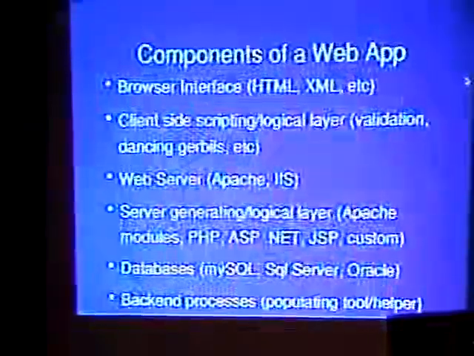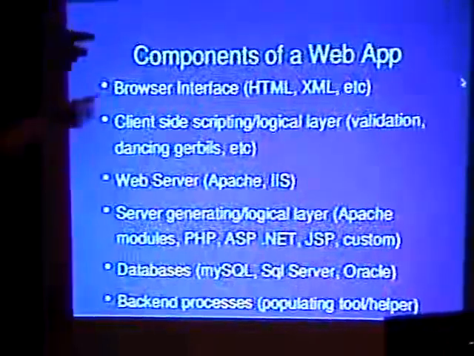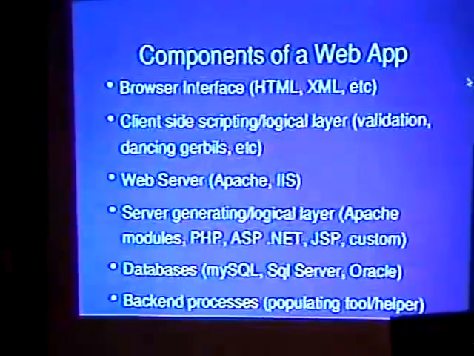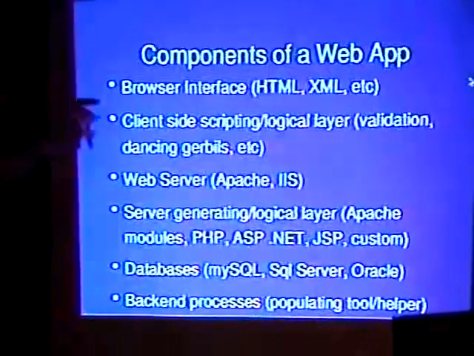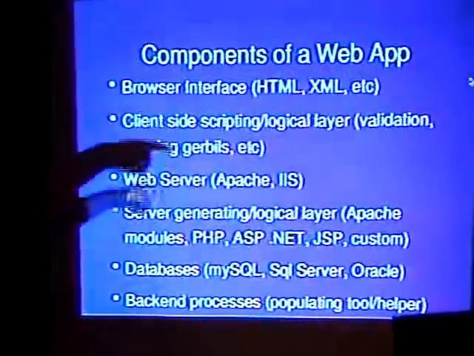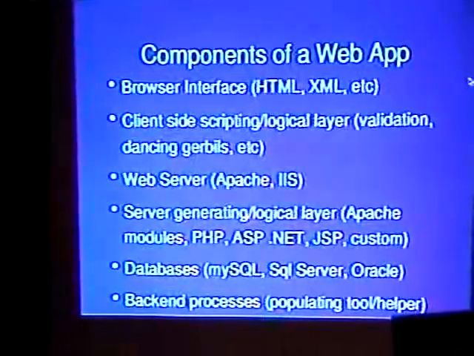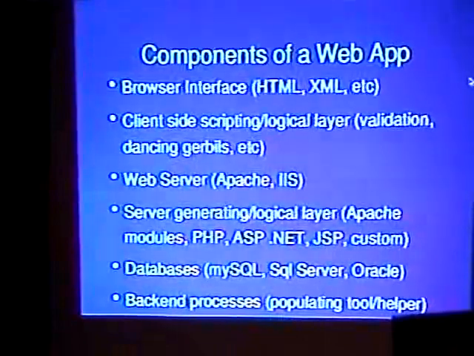So the components of a web app, I already started to talk about them. You've got some type of browser interface, which is rendering HTML, XML, HTML plus cascading style sheets, other fun stuff. You have some type of client-side scripting or logical layer. You're filling out your form, you click submit, but JavaScript hops in the way and says this isn't a valid zip code, something like that.